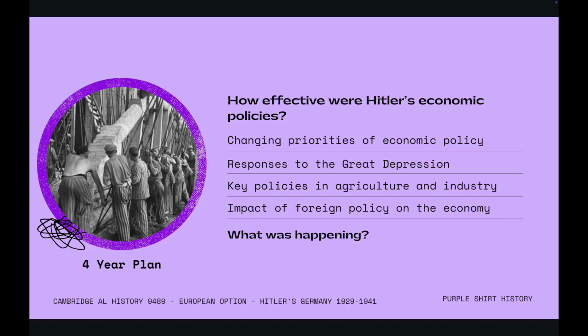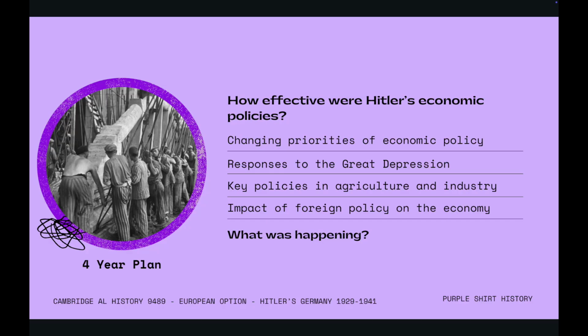So Siemens, IG Farben, Krupp Steel, all of these massive conglomerates, they were the ones getting big bucks to prepare Germany for war. There was some expansion of arable land being increased and more food being grown, but results were limited at best. Impact of foreign policy on the economy. As stated before, war is what Hitler wants. This is what he's aligning all of his policies towards.